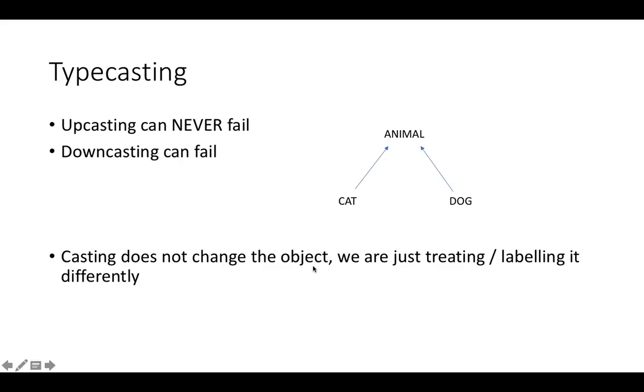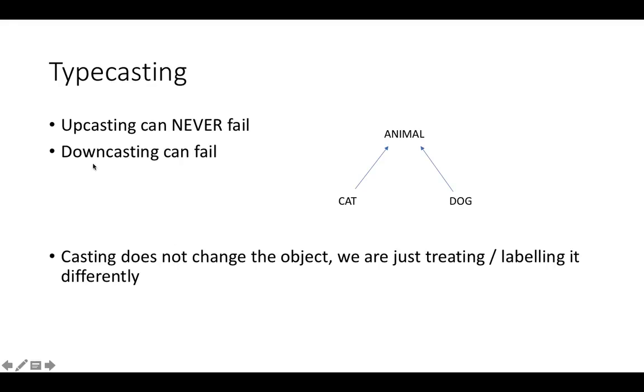Casting does not actually change the object. We are just treating or labeling the object differently. So let's say I have a cat. You know that this is a cat. But when I say I'm treating this cat as an animal, I will not expect this animal to be able to see in the dark, because I'm treating it as a more general thing now. But it is still a cat. I know that it is still a cat. It's just that I'm treating it as an animal and not as a cat. Okay, so that is what this sentence actually means.